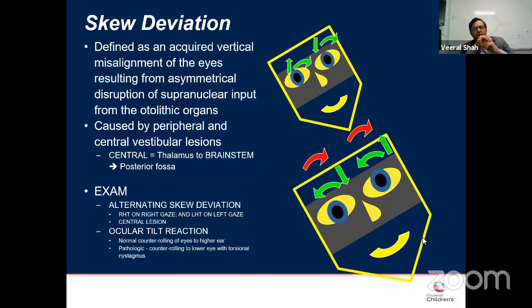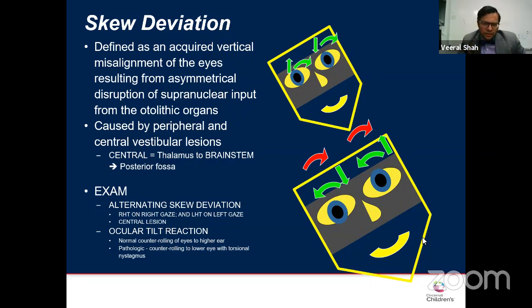So one is an alternating skew deviation. That's when you have them look to the right, you'll see a right hypertropia. And when you have them look to the left, you'll see a left hypertropia. And that gives you a clue about what you're dealing with, especially if they're describing a vertical misalignment of their eyes. That alludes to vestibular issues. And the next slide I'm going to show you talks about what many of them describe in their vestibular complaints, an ocular tilt reaction.